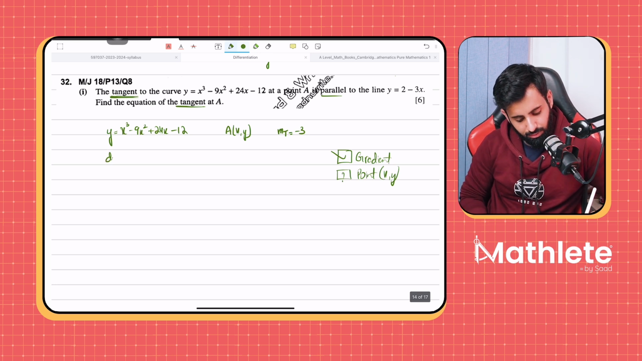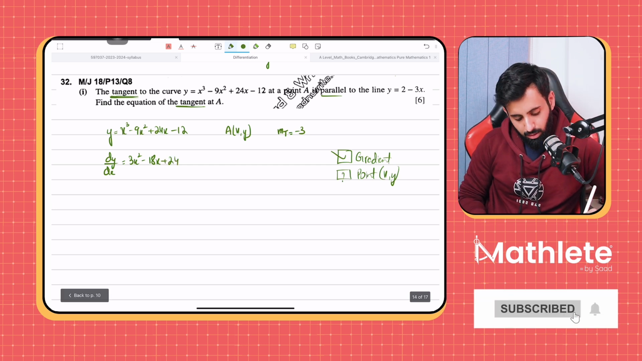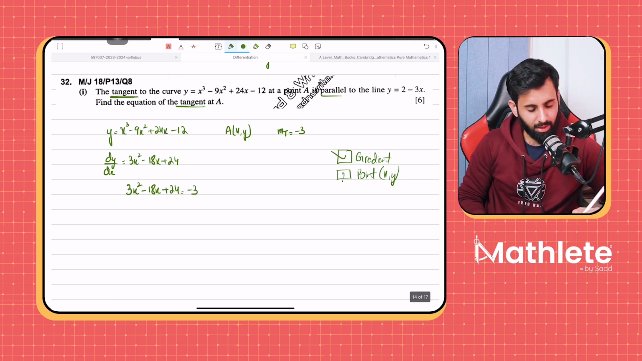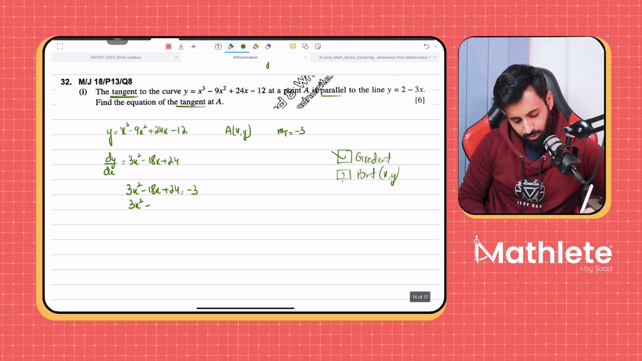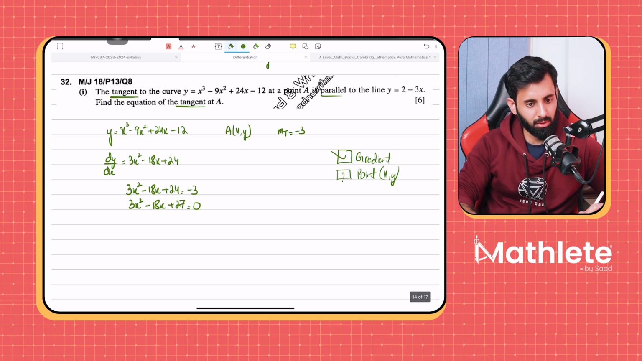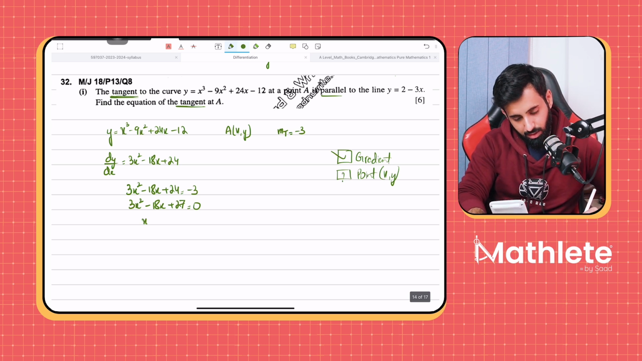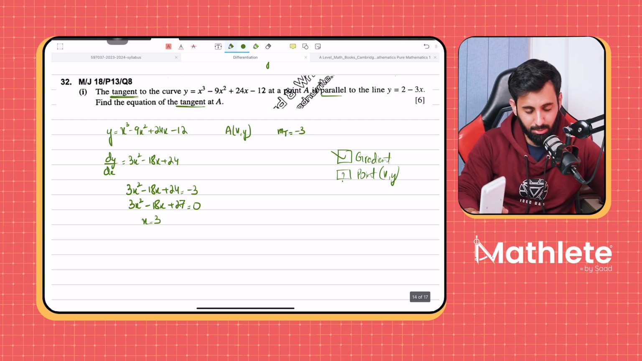Okay, so let's differentiate. dy by dx equals 3x squared minus 18x plus 24. Now, since we already know the gradient of tangent, that means we know dy by dx. So we're going to equate this to minus 3. Okay. Now, let's get all the terms over to the left-hand side. So 3x squared minus 18x plus 27 equals 0. When I solve this, I get x. What does that x represent? When I solve this equation, I get the value of x. What does that value of x represent? It represents the x coordinate of A. Very good. It represents the x coordinate of A.